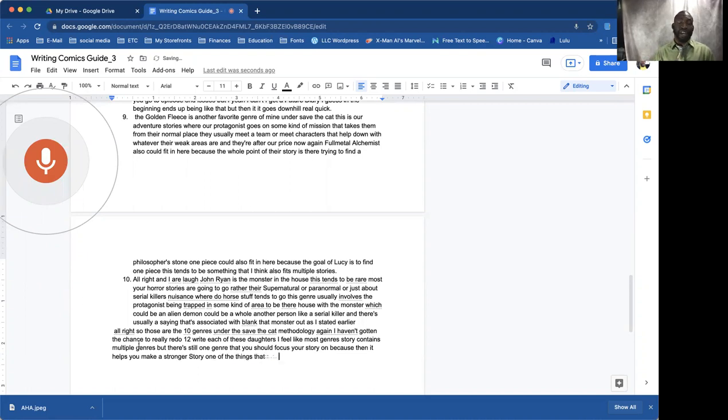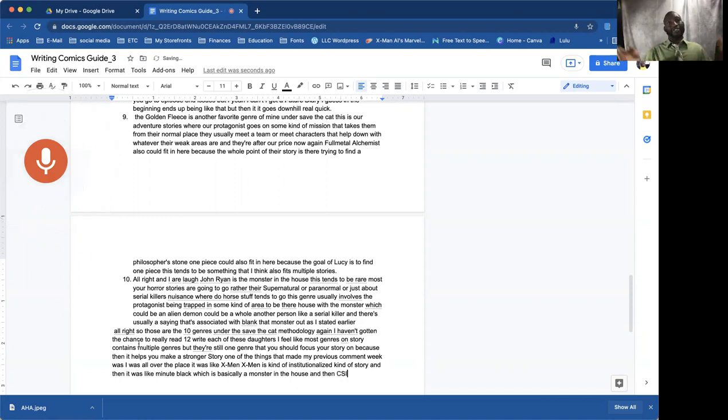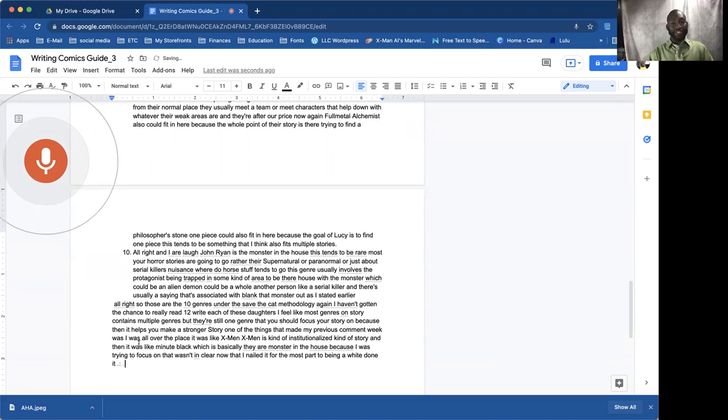One of the things that made my previous comic weak was I was all over the place. It was like X-Men, which is kind of an institutionalized story. And then it was like Men in Black, which is basically a monster in the house. And then CSI, which is a whodunit. Because I was trying to focus on all of that, it wasn't a clear story. Now that I've nailed it for the most part to being a whodunit, it's got a clear structure. And then all those other elements are kind of sub-elements to enhance the whodunit.